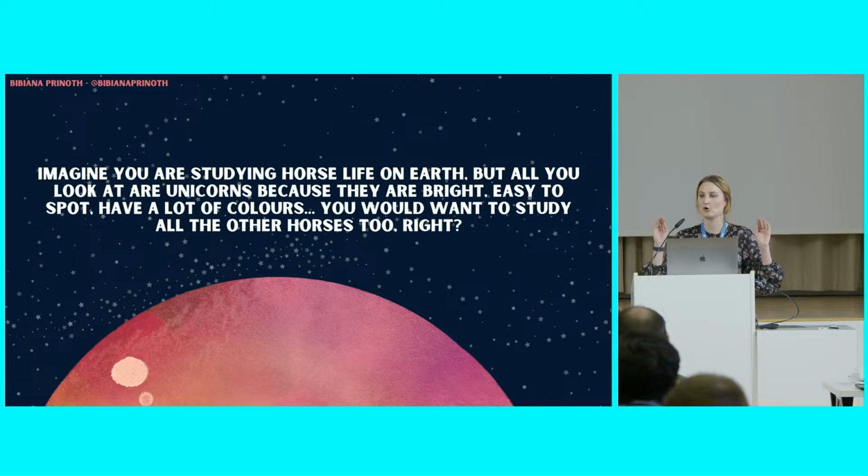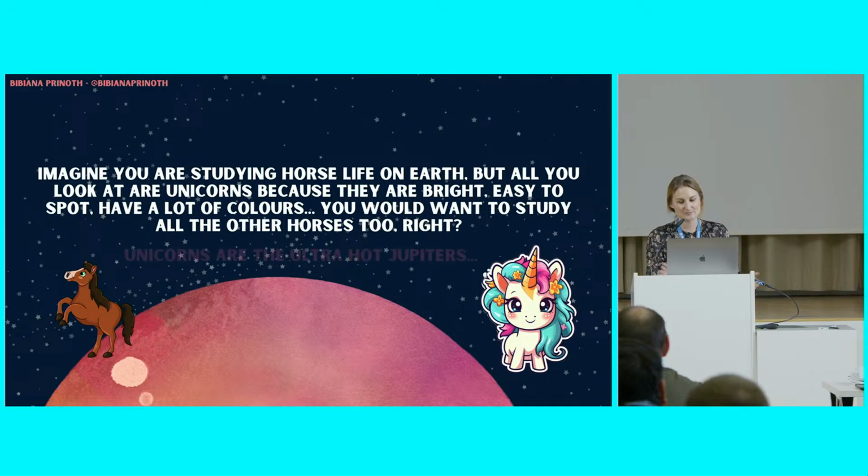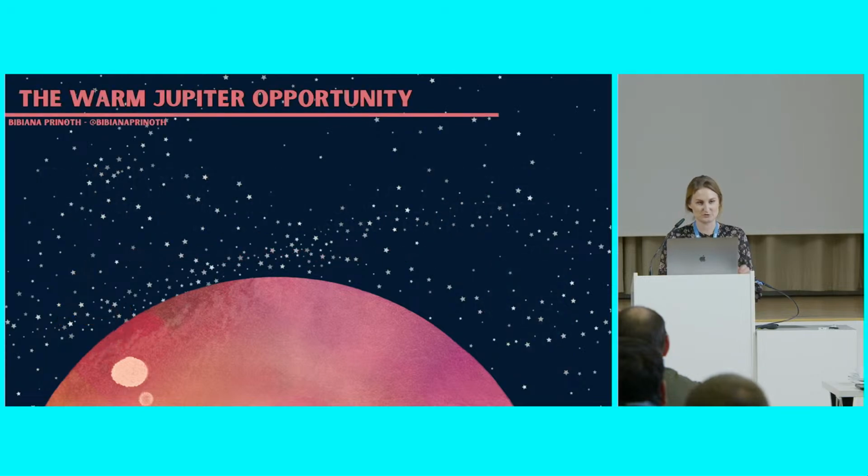Imagine you're studying horse life on Earth, but all you look at are unicorns because they're bright, they're easy to spot, they have a lot of colors. What else would you want to study? You would like to study Andalusian horses, or Mustangs, or maybe even Shetland ponies. I'm not a horses person, I just Googled those and they were the first ones that came up. But if you haven't realized by now, I'm talking about unicorns as ultra-hot Jupiters, and in my case, the horses that I would like to look at are warm Jupiters.